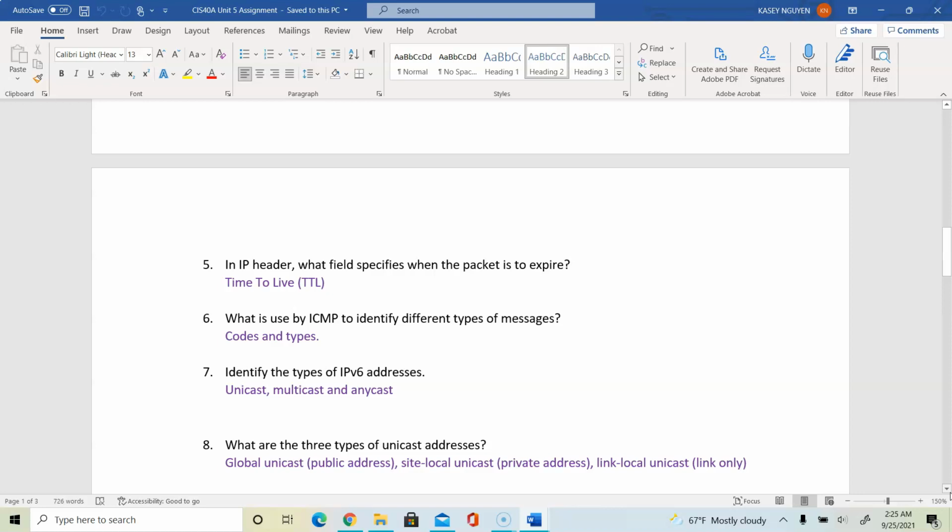There are 3 types of unicast address: global, site local, and link local. And let's take a look at the difference. The global unicast is for public addresses that are external to our local area network. Site local is used for private addresses that would be inside the network. And link local is used for link only.